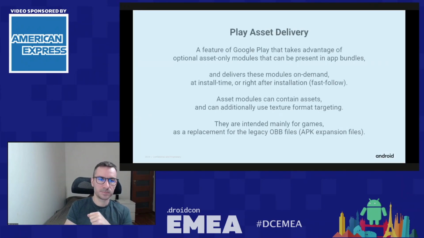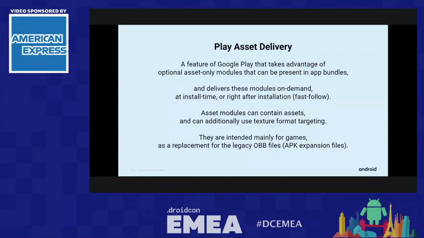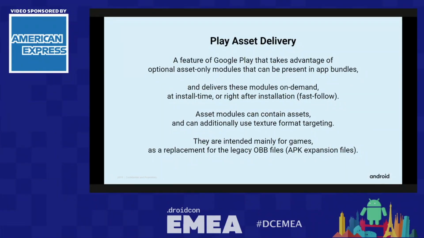Okay, and so how is this Play feature delivery different than Play asset delivery? Play asset delivery is also a feature of Google Play that takes advantage of some optional modules that can be present in app bundles, but this one is more about asset-only modules. There's a slight difference on the delivery modes for these. So they can also be on demand, so you can also request them at runtime whenever they're needed. They can also be install time, so delivered together with your app as it's installed from the Play Store.